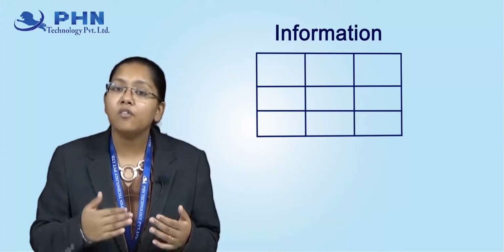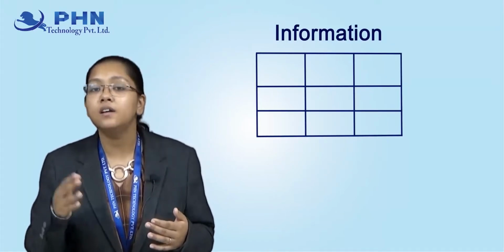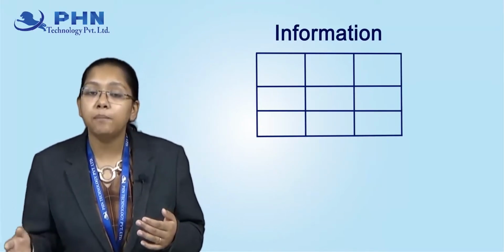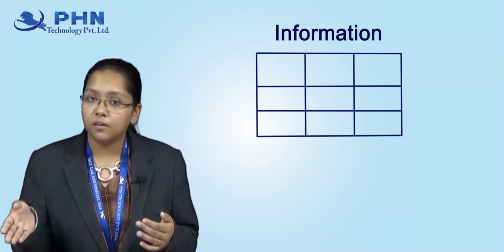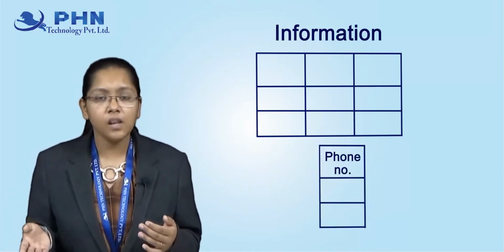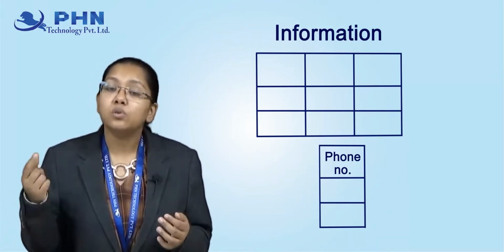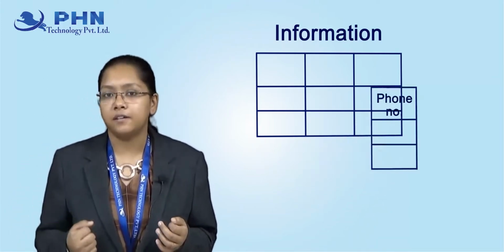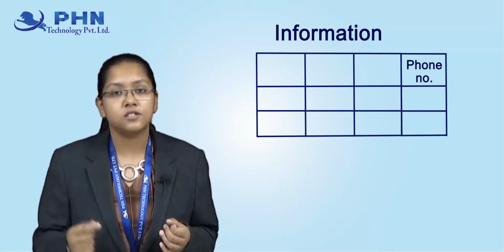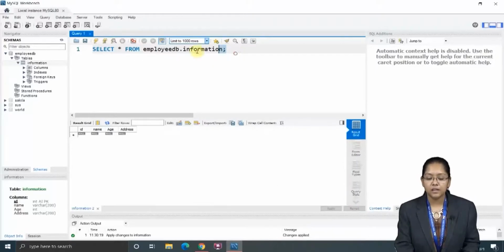If you have created a particular table, let's say this information table, but after creation you want to add an attribute, let's say phone number, you can add that column through the alter command. How can we add this? Let's see through this code. I will just remove this select statement, which we have already seen in the previous lecture.